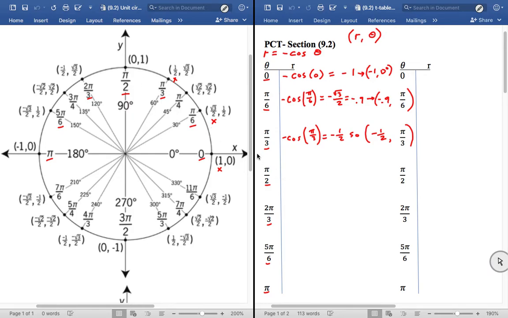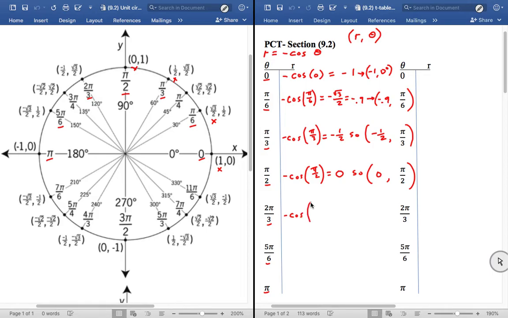And now we're up at the pi over 2 angle, and so what's the negative cosine of pi over 2? Well, the cosine of pi over 2 is 0, so it's negative 0. So that's a big fat 0. So I'm going to plot 0, comma, pi over 2. And yes, at this point it gets to be a little mundane. You got to go through the rest of the circle, but it's okay. We just have to have a positive attitude.